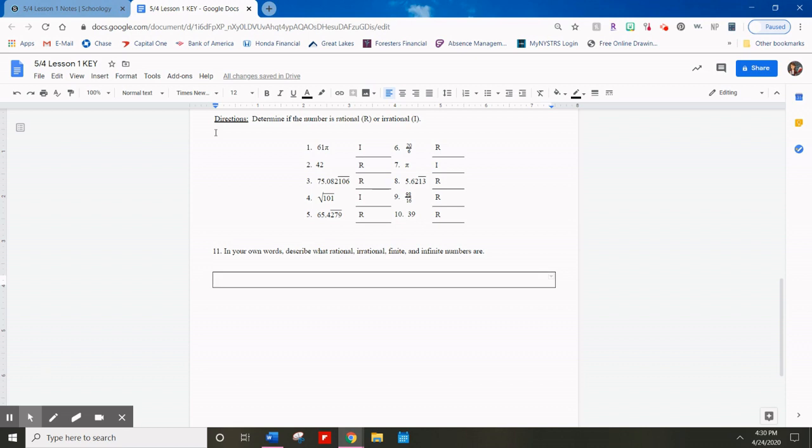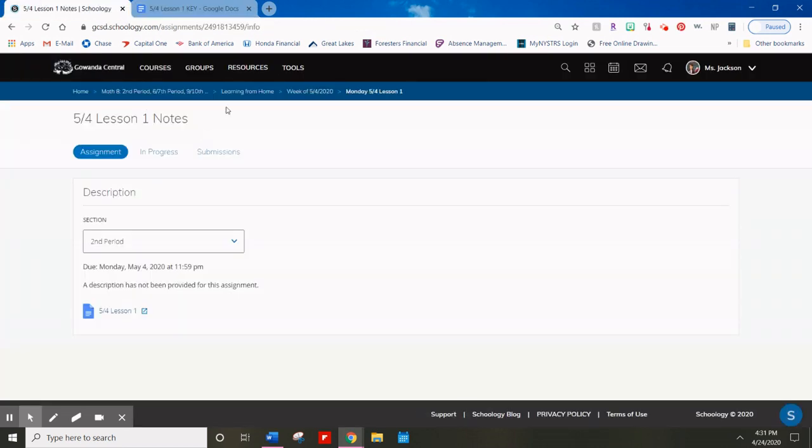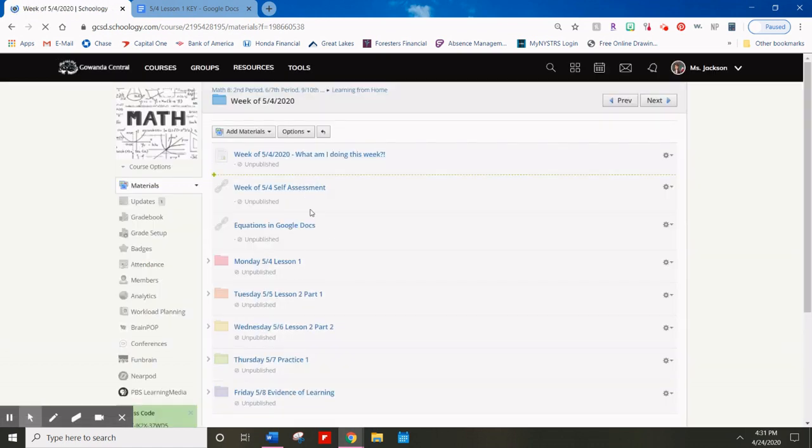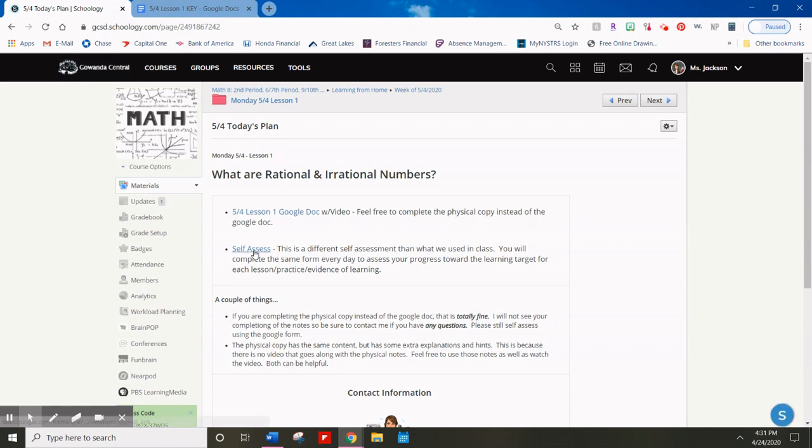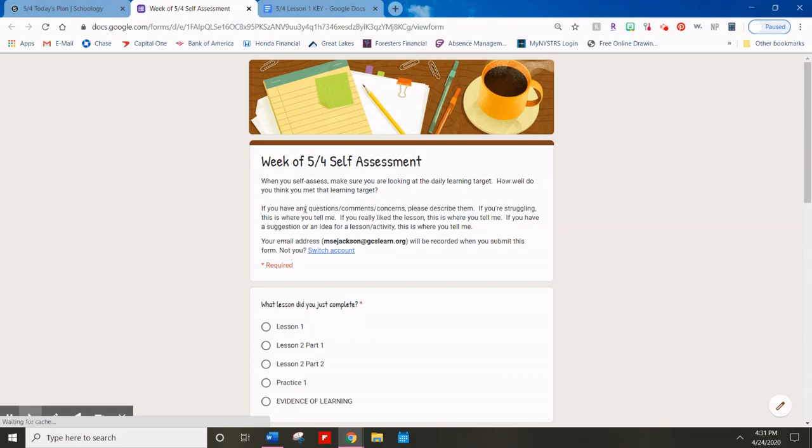And I do require you to self-assess after you finish these notes. So I need you to go back to Schoology the week of May 4th. You can either access the week of 5-4 self-assessment right on the materials page of Math 8, or you can go to the specific lesson, today's plan, and it says self-assess right here. Once you click on that, it will take you directly to your self-assessment.